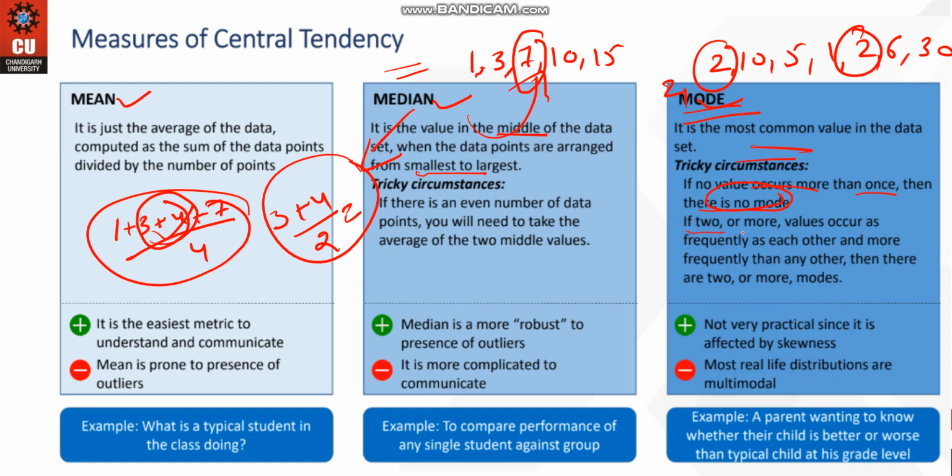If two or more values occur equally frequently, more than any other, then there are two or more modes in that case. In that case we will not take any average; we may have more than one mode in a particular data set.